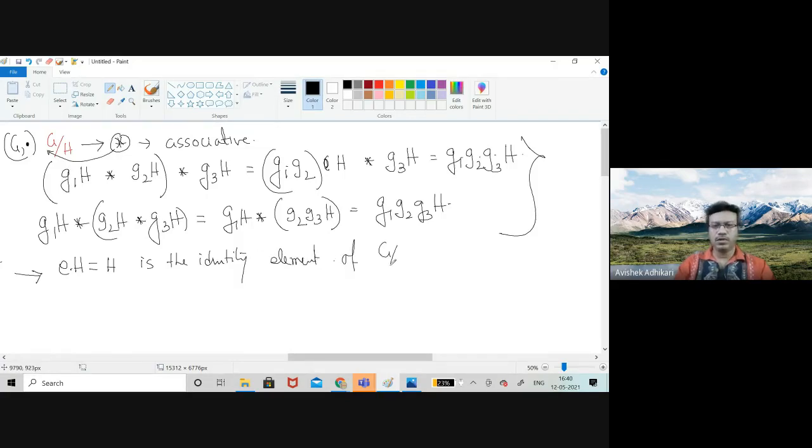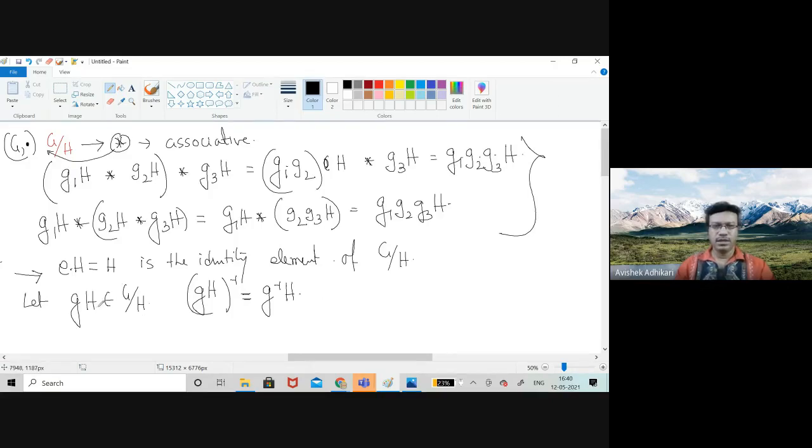of G quotient H. Now let GH belong to G quotient H. Tell me what would be the inverse of GH. What should be the inverse of this? G inverse H. Very good. G inverse H is the inverse of this GH.